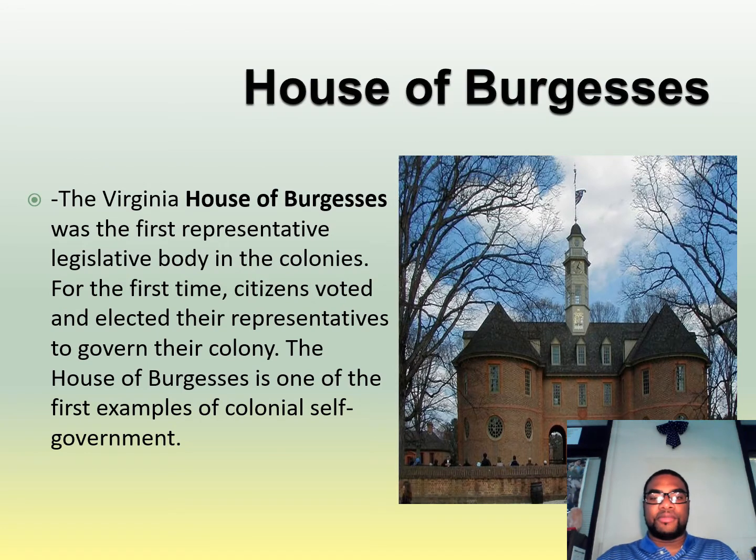The Virginia House of Burgesses was the first representative legislative body in the colonies. For the first time, citizens voted and elected their representatives to govern their colony. The House of Burgesses is one of the first examples of colonial self-government.